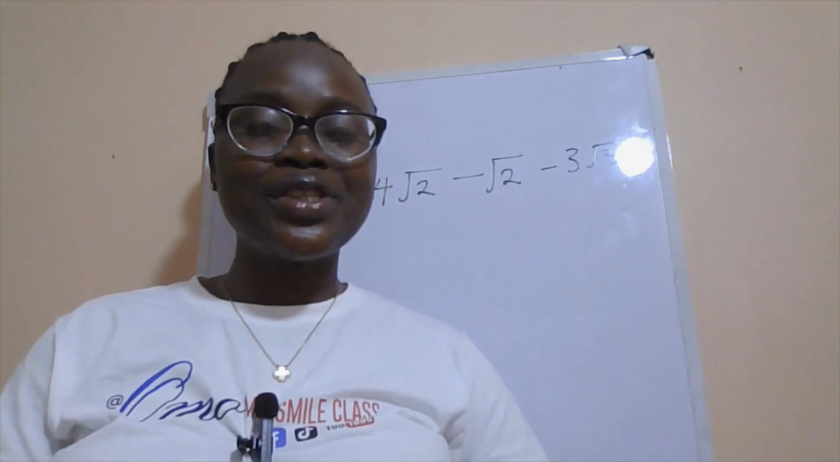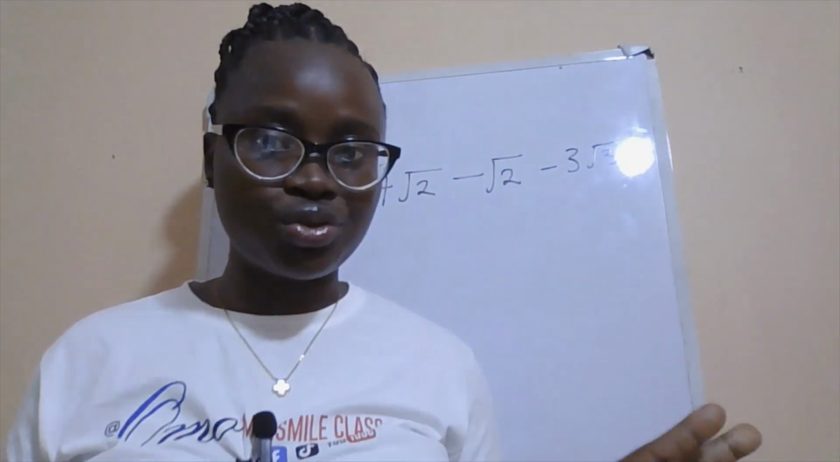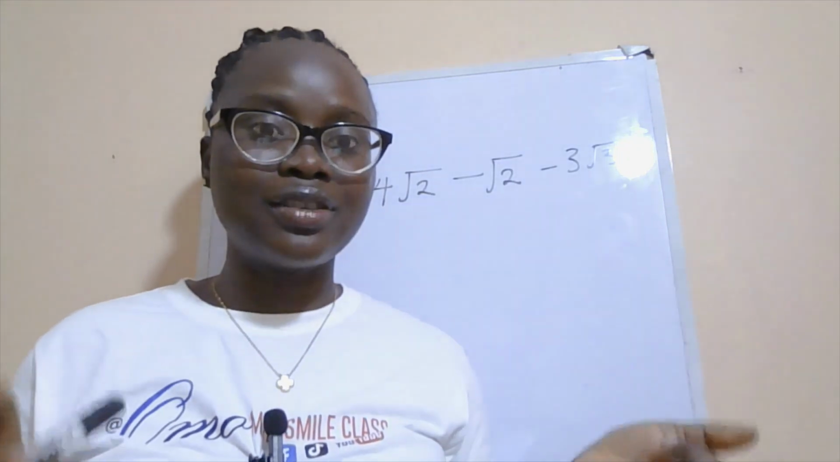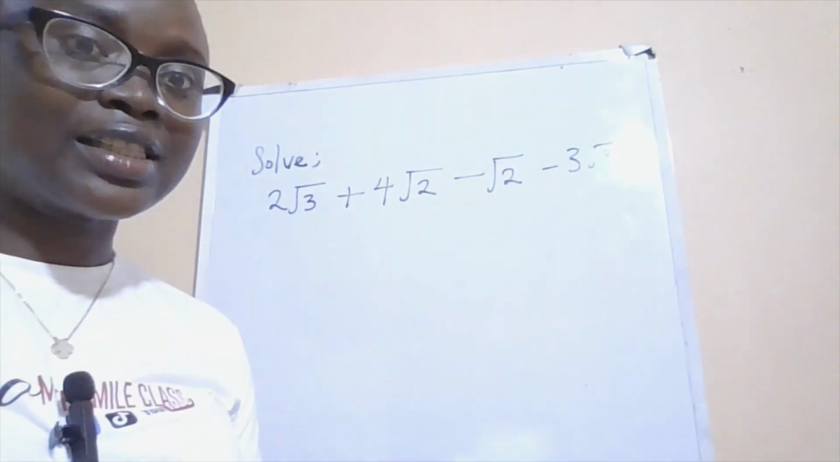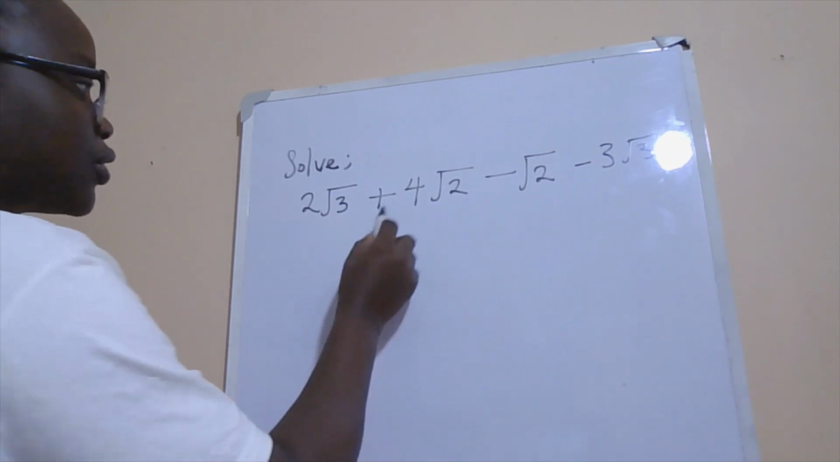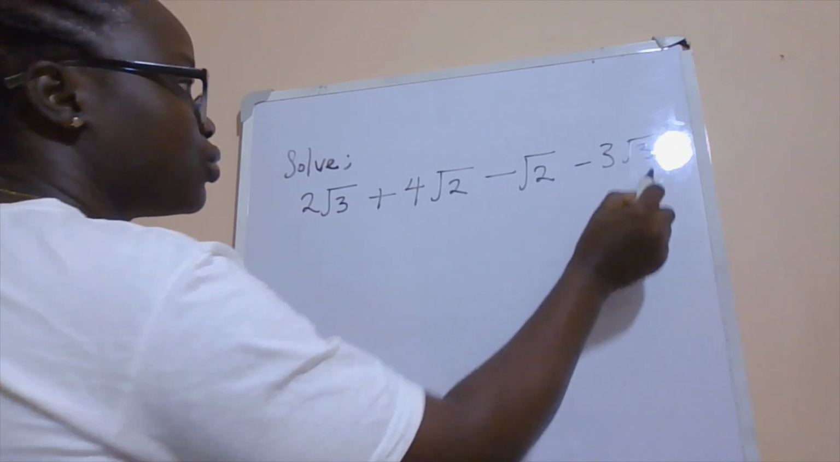Yeah. So today we are going to be solving two questions under operations with roots. Okay, so I have the very first question written on the board. All right, so let's go. We have 2 root 3 plus 4 root 2 minus root 2 minus 3 root 3.